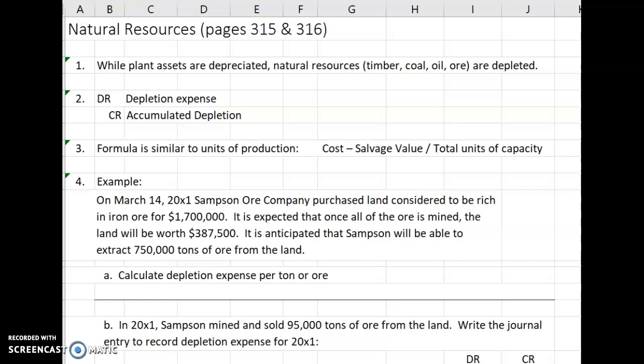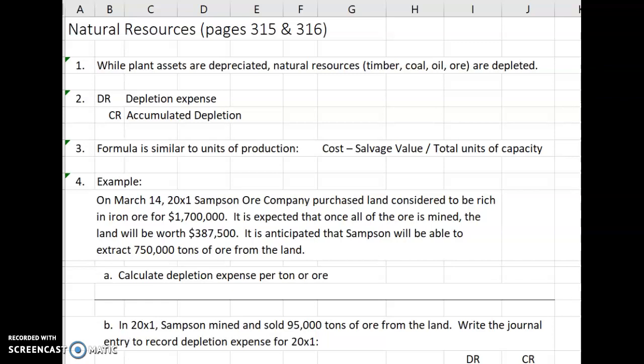So when we calculate our depletion expense for our natural resource, we're going to debit depletion expense and credit accumulated depletion. Accumulated depletion is a contra asset account. It attaches itself to the natural resource asset that's recorded on the books and has the opposite normal balance. Accumulated depletion therefore has a credit balance.